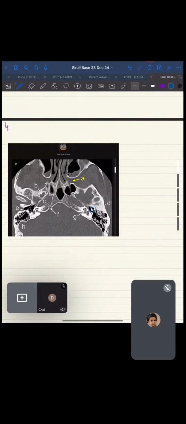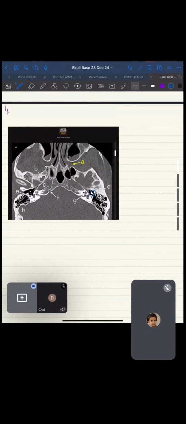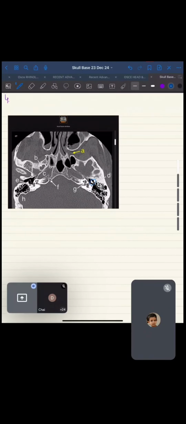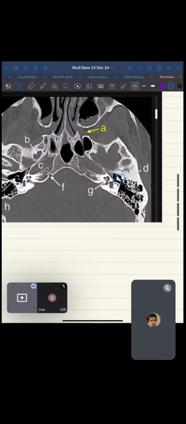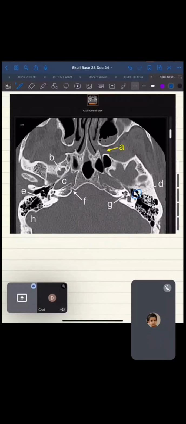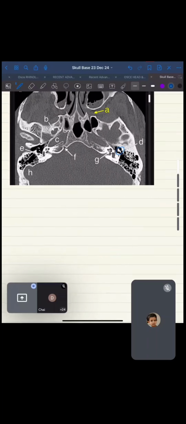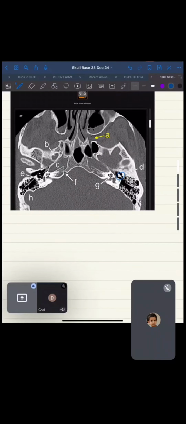Okay, now this is one very commonly asked scan for you. Okay, so they'll give you something like that, right? ABCD will be blocked, and they'll ask you what is A, what is B, what is C, what is D. Okay, so A is one of the very important structures for us. The answer is pterygomaxillary fissure.